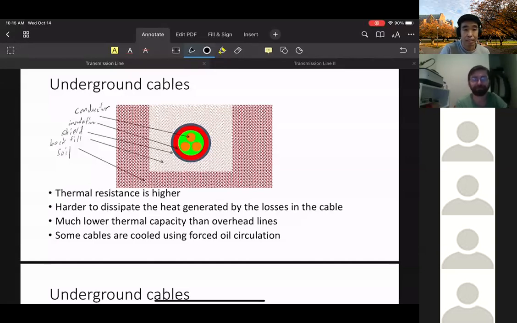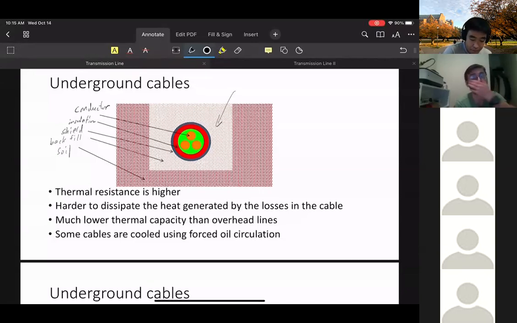I have another question. Yeah, go ahead. For the last point about the forced oil circulation, how would that look when added to this diagram? Oh, okay. So you basically pump it in here. You basically surround this thing, imagine, by running water. That's one way you can cool it. Water may not be the best coolant to use. You can use oil to cool this also, just pumping it where this backfill is.